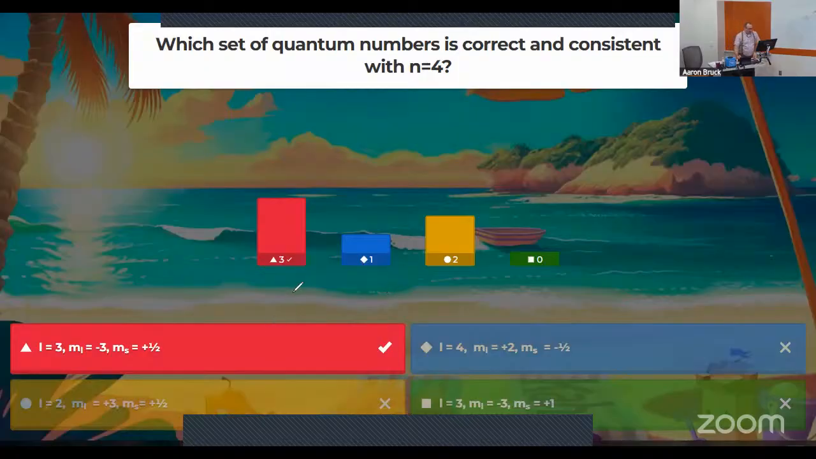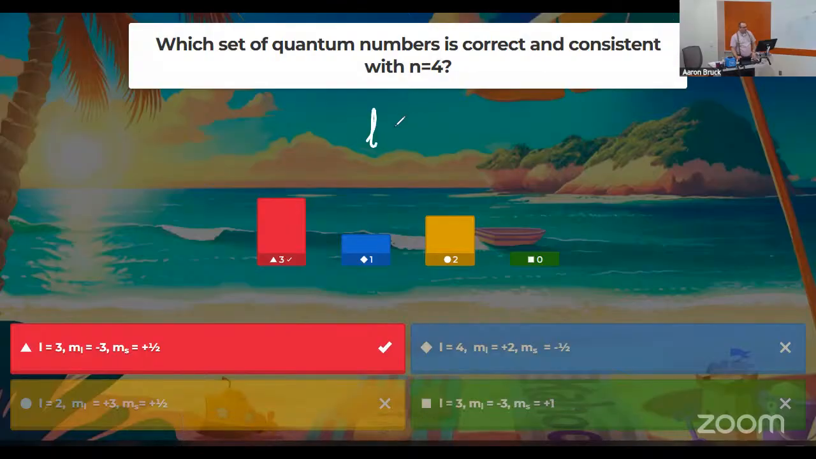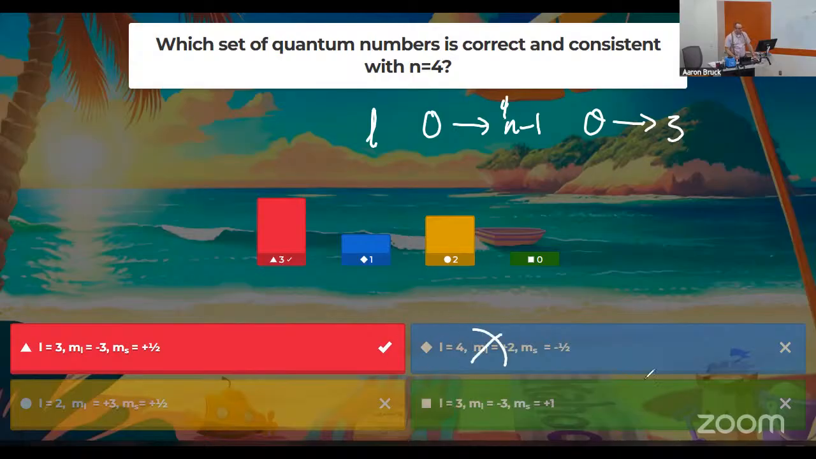Okay, half of you there. Most of you are on at least somewhat of the right track. So what we have to remember are the rules associated with these quantum numbers. L can go from 0 to n minus 1. Since n is 4 in this case, we can go from 0 to 3. And so that invalidates blue automatically, because L can't be equal to n.